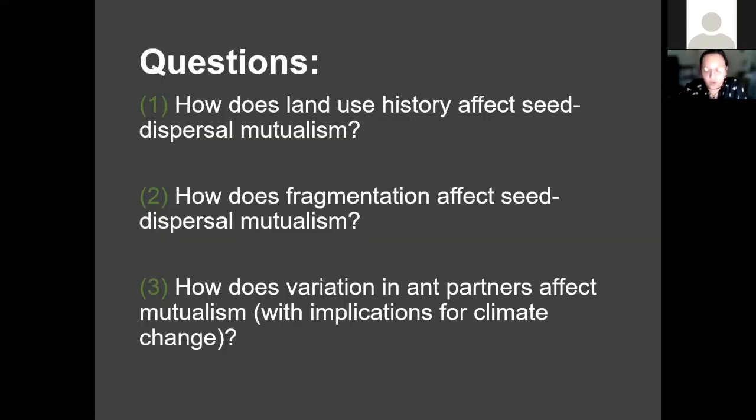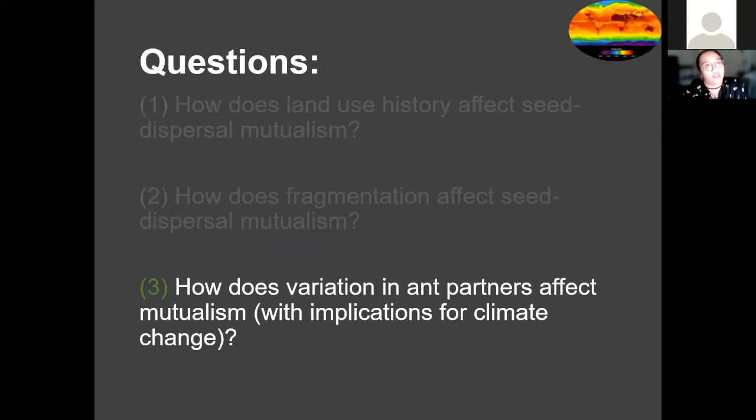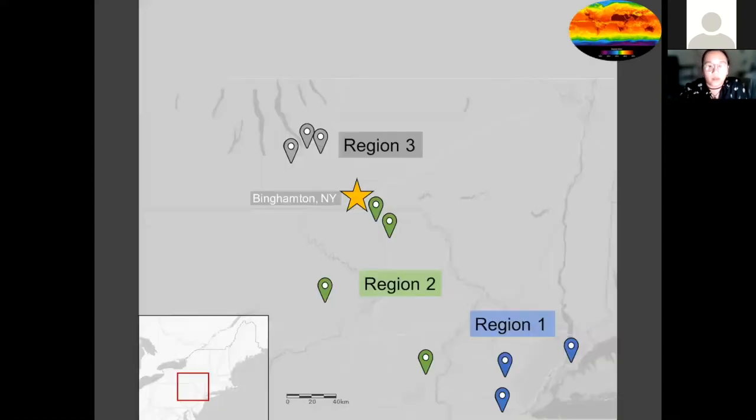Finally, we're going to move on to the third question in this talk. How does variation in ant partners affect this mutualism, specifically thinking about implications for climate change? So I showed you this map earlier, and I did mention in some of the metrics that I've shown today that regions seem to have an impact on the variation we were seeing. If I did not, I apologize, I should have mentioned that, but it did.